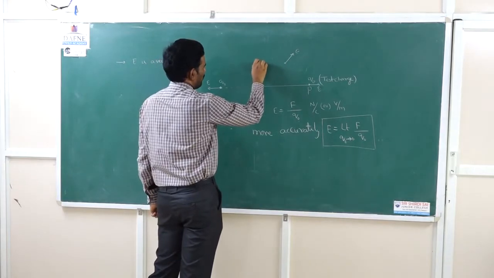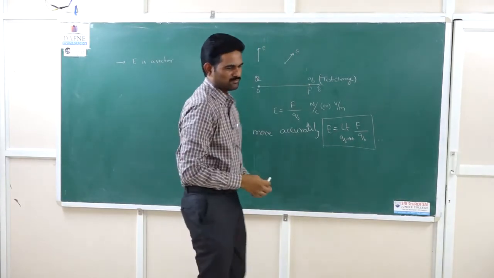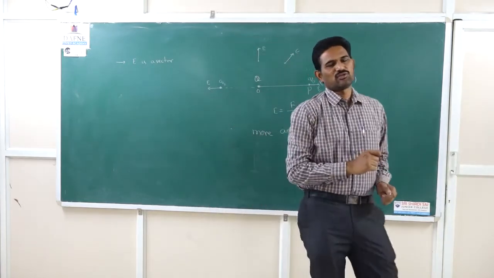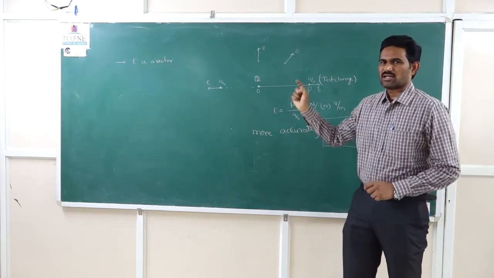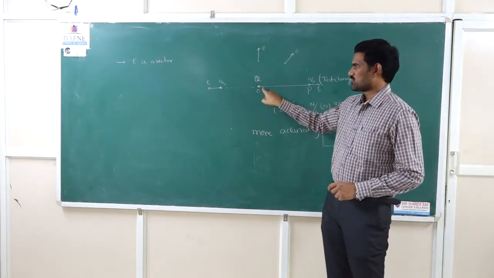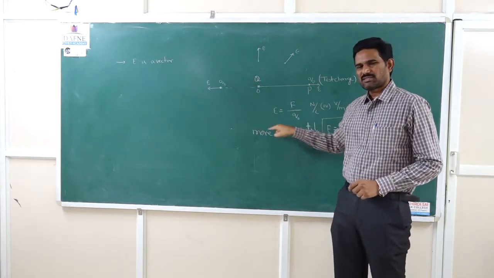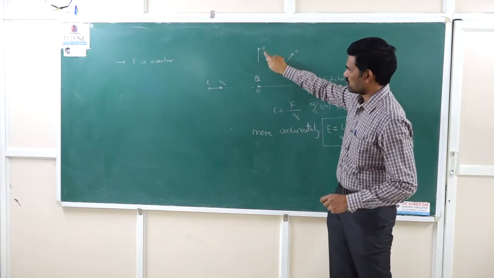If you are considering a point here, it will be like this. So from this, what we can conclude is that the electric field due to a positive charge is away from the charge. That is the direction of the electric field due to a positive charge. So the electric field due to a positive charge at any point is away from the positive charge.